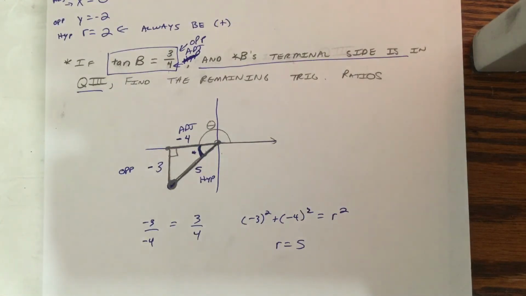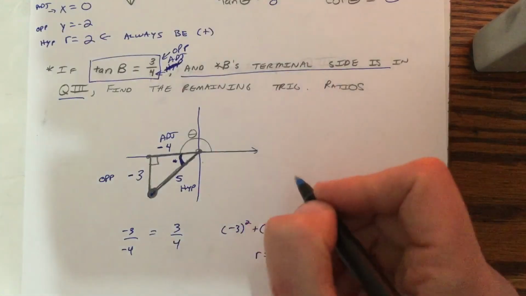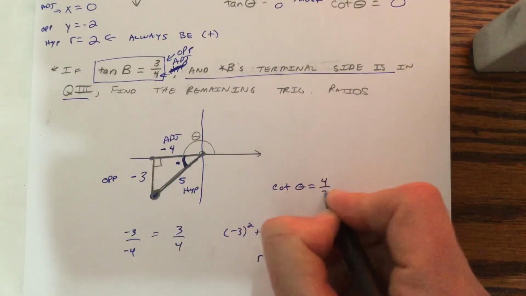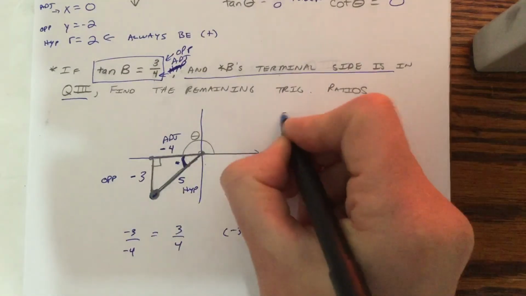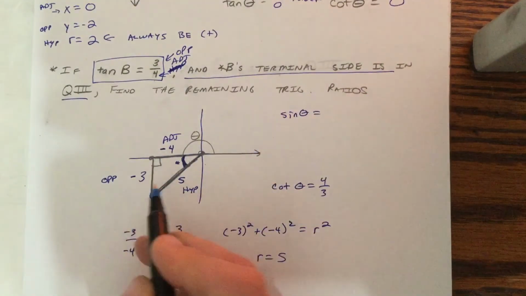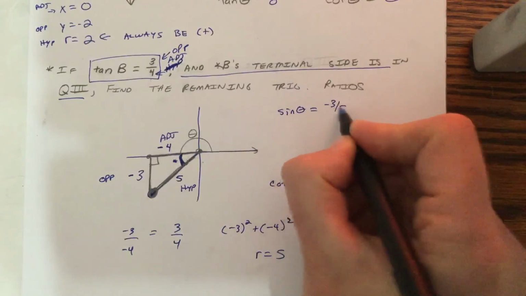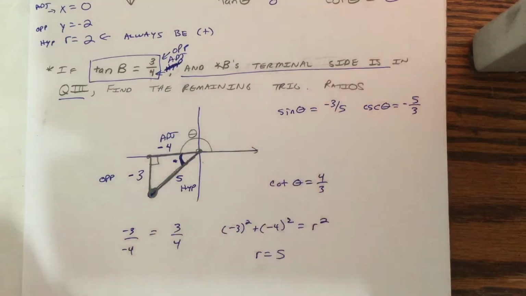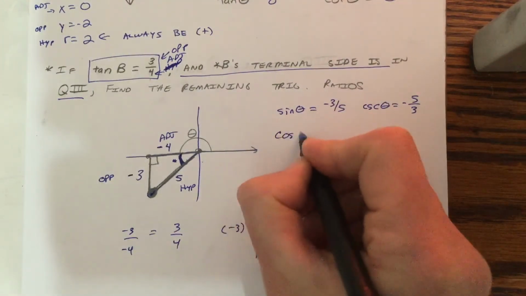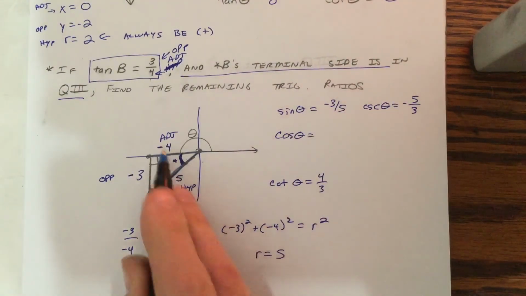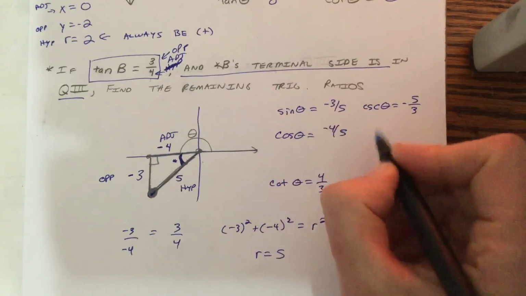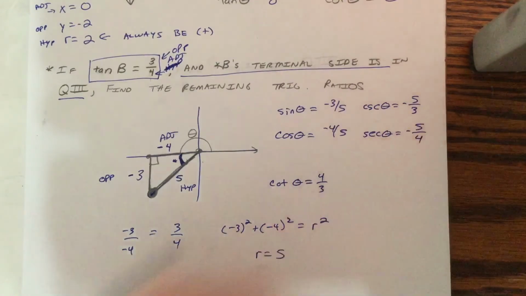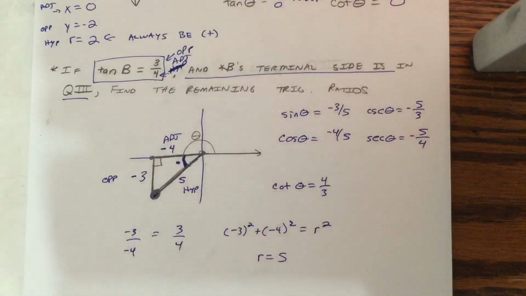So now we can go ahead and find the remaining trig ratios. All right, we already know tangent, so you could write down cotangent right away. It's just going to be the reciprocal, 4 over 3. That's done. Okay, the sine of theta, opposite over hypotenuse, would be -3 over 5. Its reciprocal cosecant, you would just flip that. It would be -5 over 3. The cosine of theta will equal the adjacent over the hypotenuse, so -4 over 5. Its reciprocal secant will be -5 over 4. So that gives us the remaining trig ratios.